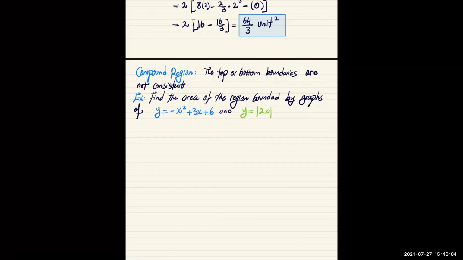Also, you can use the second derivative idea. The second derivative of this function is negative. If you take the derivative twice, you'll end up at negative 2 for y double prime. So it's concave down. This graph is concave down. We have a concave down parabola like that, and we have an absolute value graph. We all know how to graph absolute value like that.